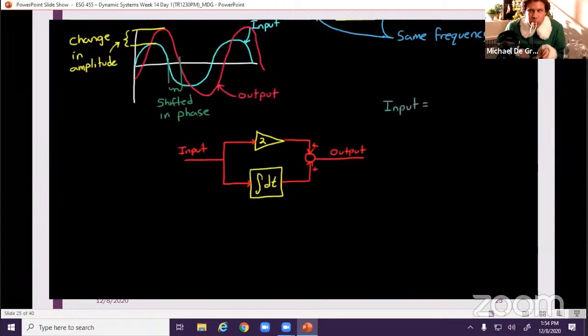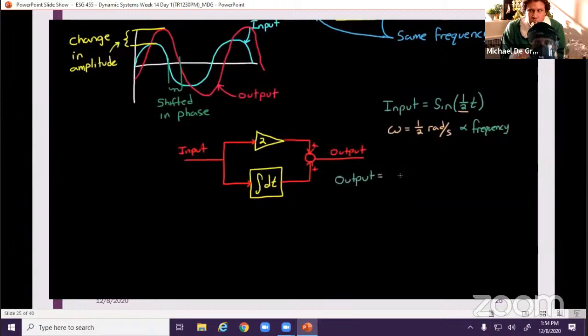If we make the input a pure sine wave of frequency 1/2 radians per second, then we could just calculate mathematically what the output would be. I'd like to make a quick note about frequency. I'm going to refer to frequency in units of radians per second, but this is proportional to hertz, so you can use either in this example. All right, back to solving this mathematically.